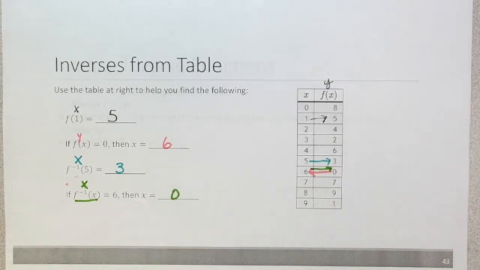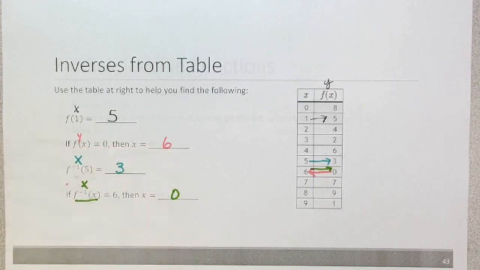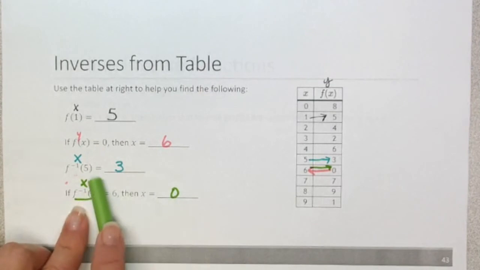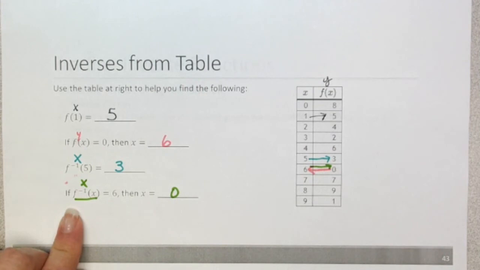Well, let's think about that. Does that make sense? We're switching our x's and y's here, right? If y is 0, x is 6. If x is 6, y is 0. Even though it says x equals 0, it's the input to the inverse here. So we have to be really, really careful with that, right?